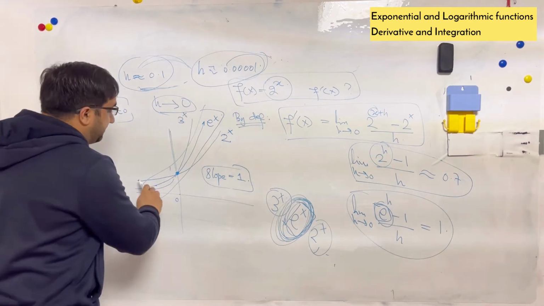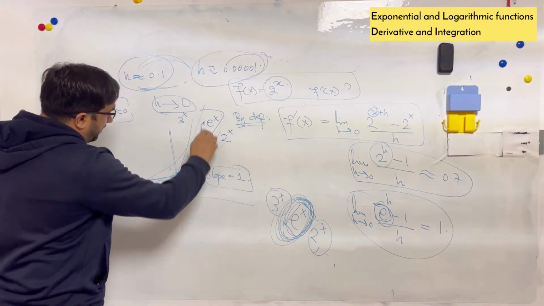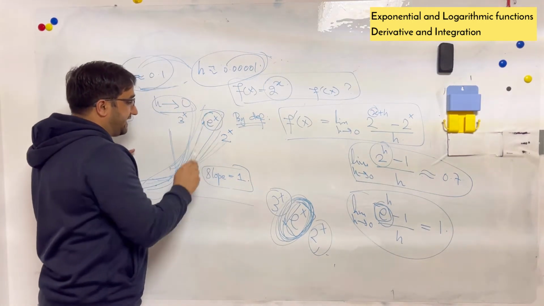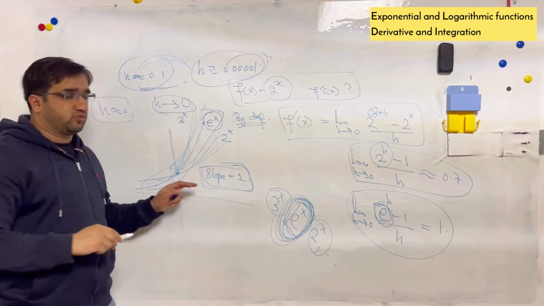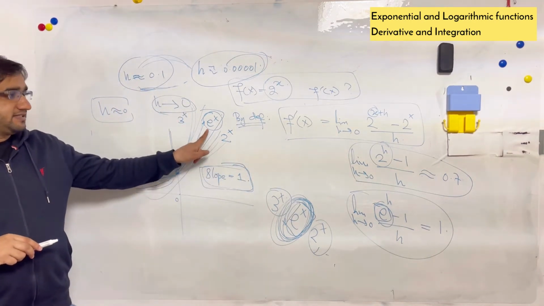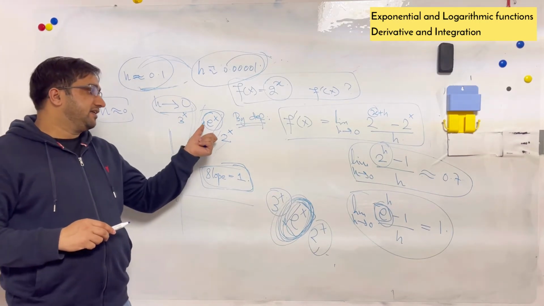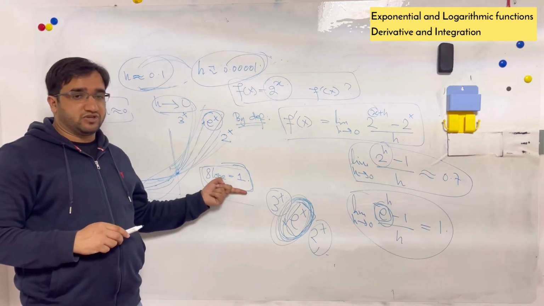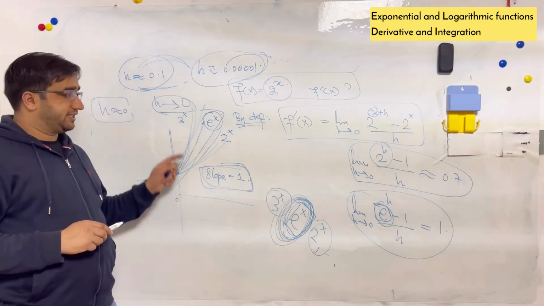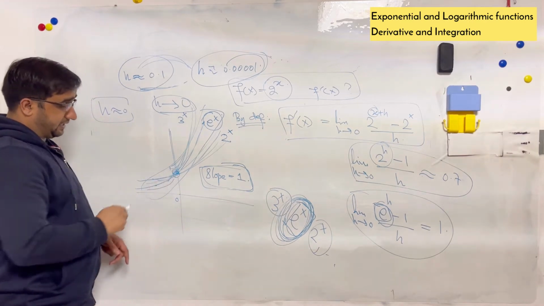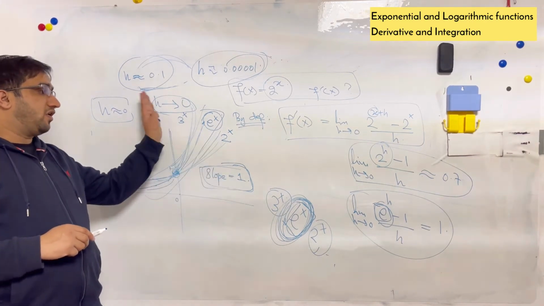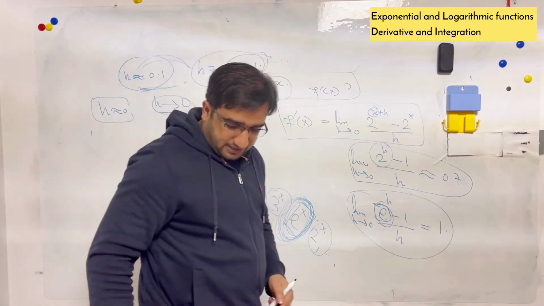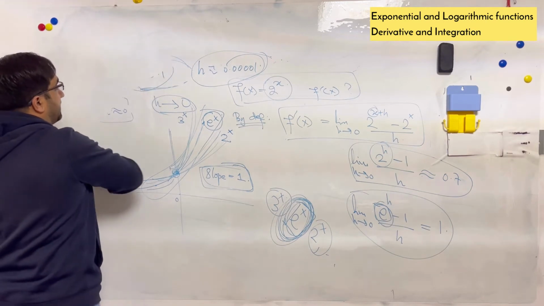There are infinitely many curves passing through this point 1, but the only curve e raised to the power x has slope exactly equal to 1. That is why, when we talk about the exponential functions, we always talk about e raised to the power x, because this is the only curve with this slope when passing through a single point. So this is the best of all those curves passing through this line.